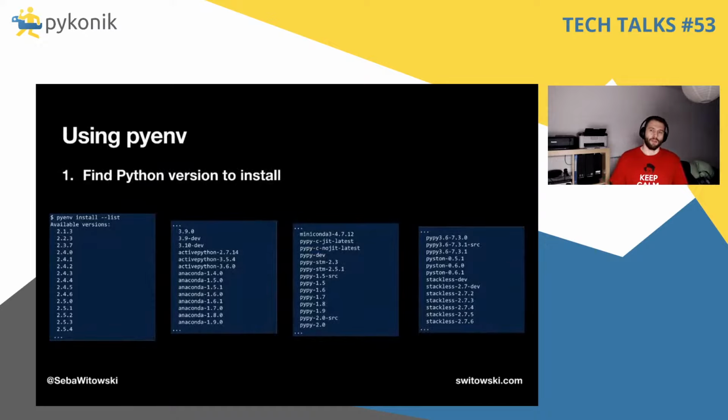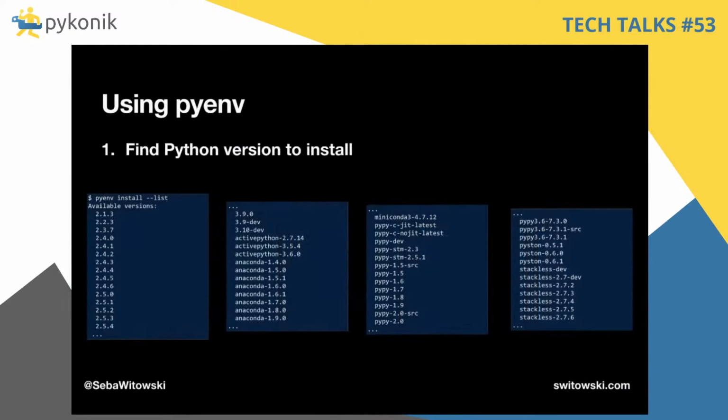Once you have pyenv installed, you can use it to install new Python versions. To see a list of which versions you can install, run pyenv install --list. You will see a huge list of available Python installations. At the top, we have the standard CPython versions. But apart from that, we can see that we also have Anaconda, Miniconda, and PyPy versions. So all those different types of Python can be installed with pyenv. If you ever wanted to try PyPy, now you can easily do this.